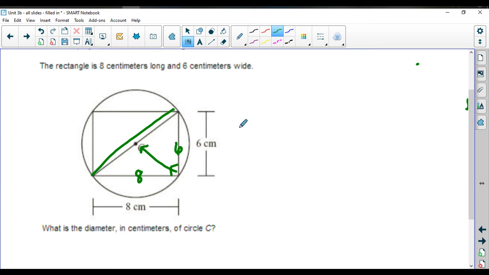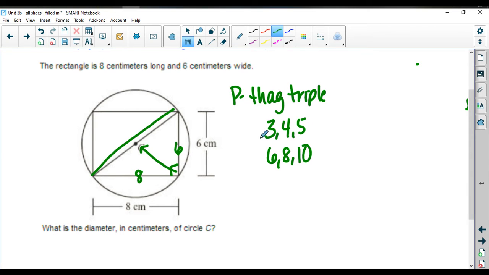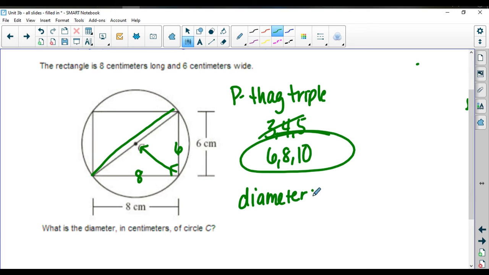So across here, if you remember the Pythag triple of 3, 4, 5, I can take 3, 4, 5, and I can double it to get 6, 8, and 10. So Pythag triple, 6, 8, 10. The diameter is 10 centimeters here. So we're able to do that. If not, you would have done 6 squared plus 8 squared equals c squared, and then you would have found out that c is going to be equal to 10.